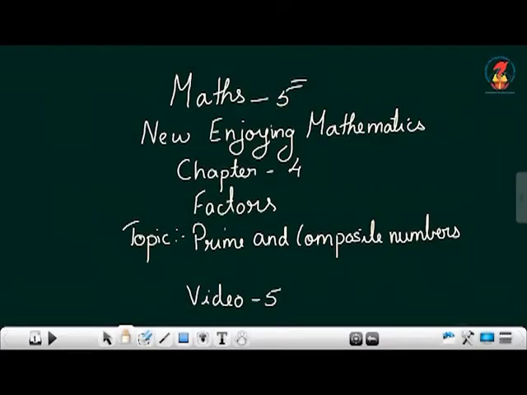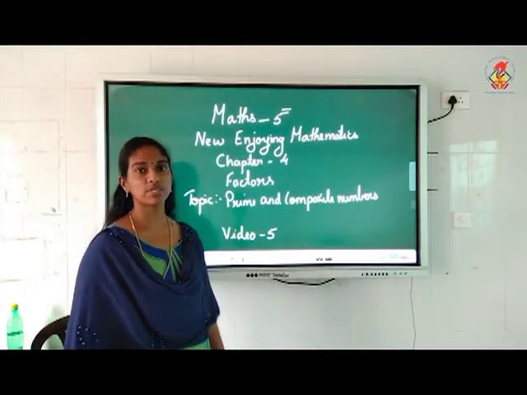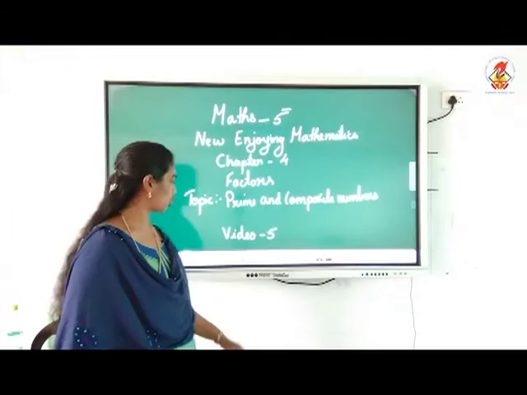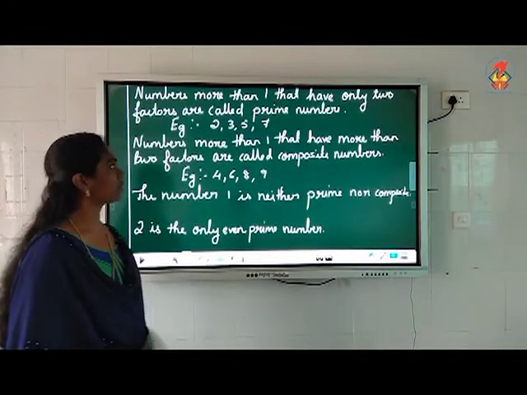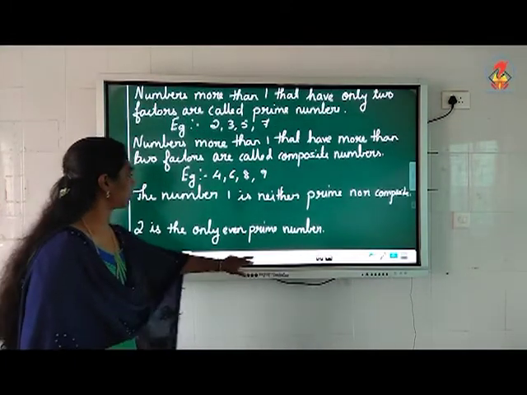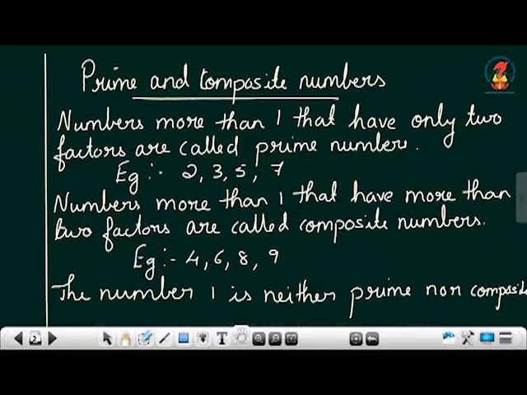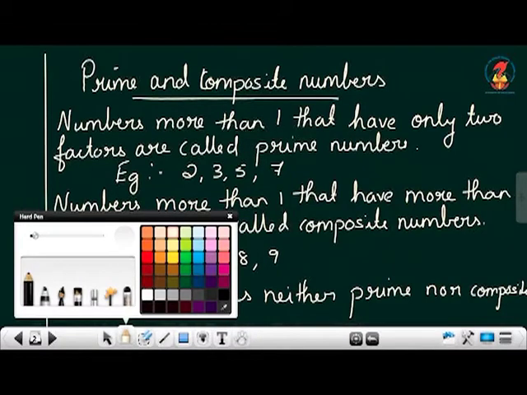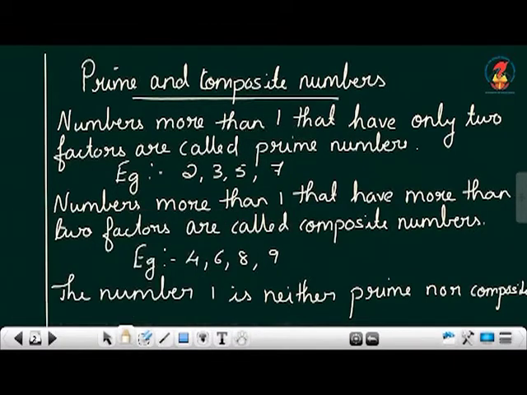Okay, welcome back children. Now we are moving into a new topic, prime and composite numbers. This is a new topic for you. We'll see what is prime and what is composite numbers. Numbers more than 1. So you don't consider 1, okay. Numbers more than 1 that have only 2 factors are called prime numbers.